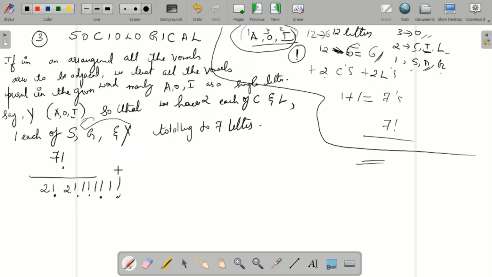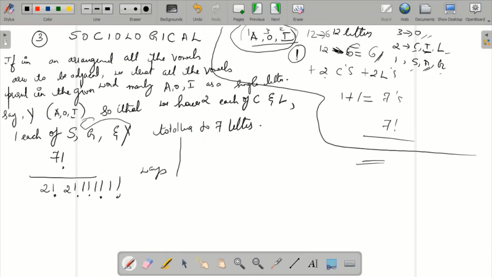Now all the vowels are adjacent, but again these vowels need to be arranged, right? Vowels need to be arranged. Further, I'll write here, this side I'll write.